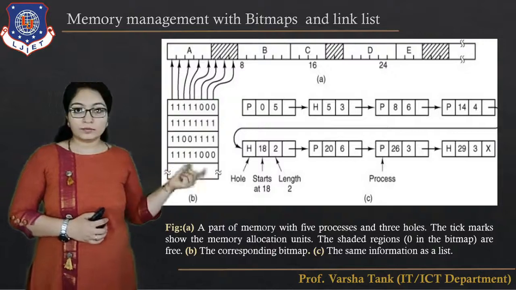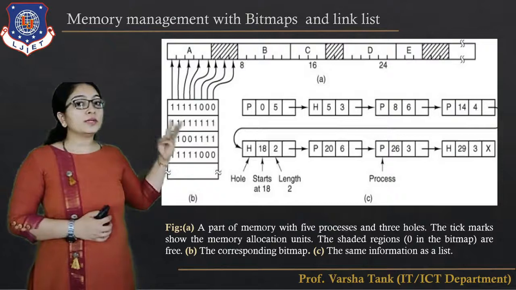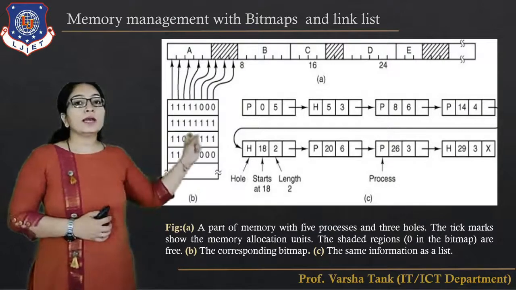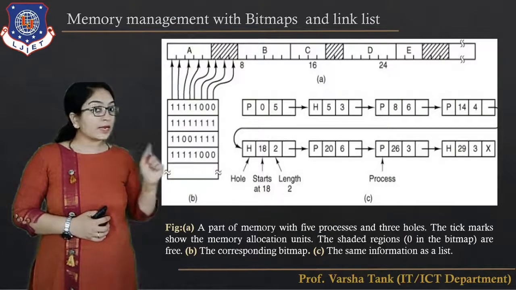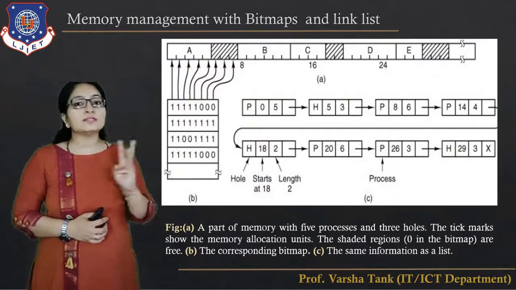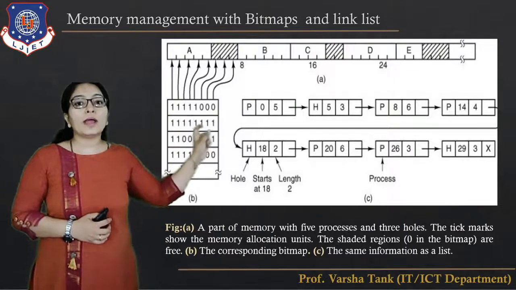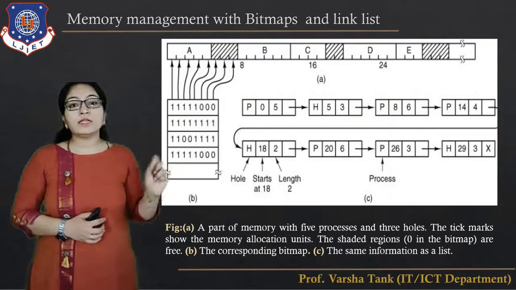After that there is a hole of 3 bits. Here you can see H 5 3. It is a hole starting from 5, and the length of that hole is 3. Got it? So hole, 5 and 3. This is the syntax for the hole.